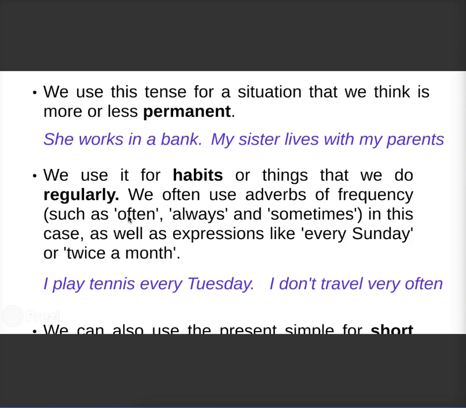So for example, often, always, sometimes. What is the meaning of often? What do you remember? Very good. What about always? Siempre. And what about sometimes? A veces. So, in this case, guys, you can use, for example, every Sunday, twice a month, every week, once per week, como para hablar del tiempo en el que lo haces, la frecuencia con la que lo haces.